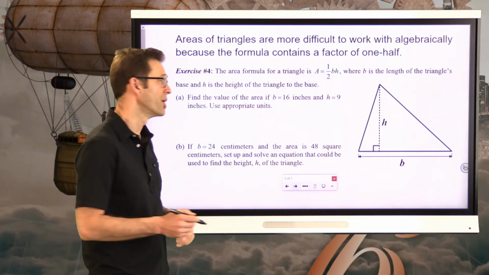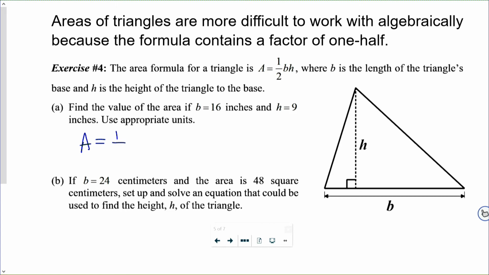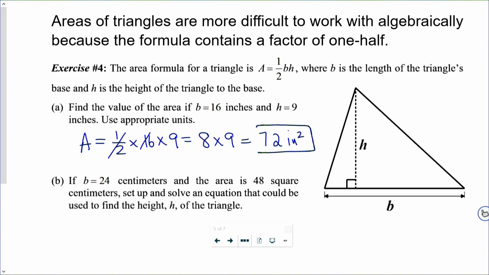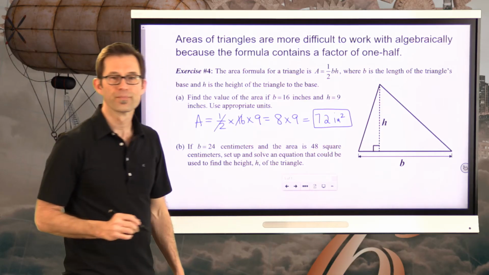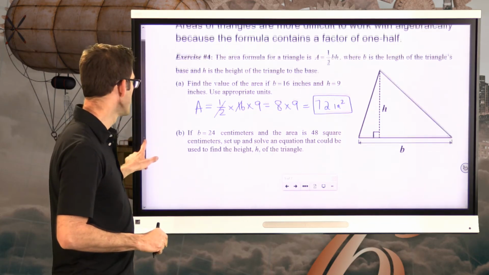All right, well, simple enough. I'm just going to literally plug these numbers in. We've found plenty of areas of triangles lately. I have 1/2 times 16 times 9. I think I'm going to do the 1/2 times 16 first to get 8, and then I'll do 8 times 9, and that will give me 72 square inches. All right, easy enough. Now let's get into the algebra portion.